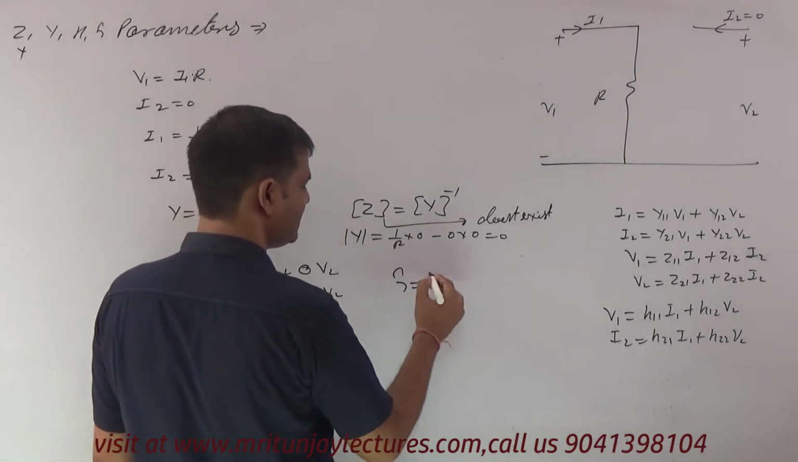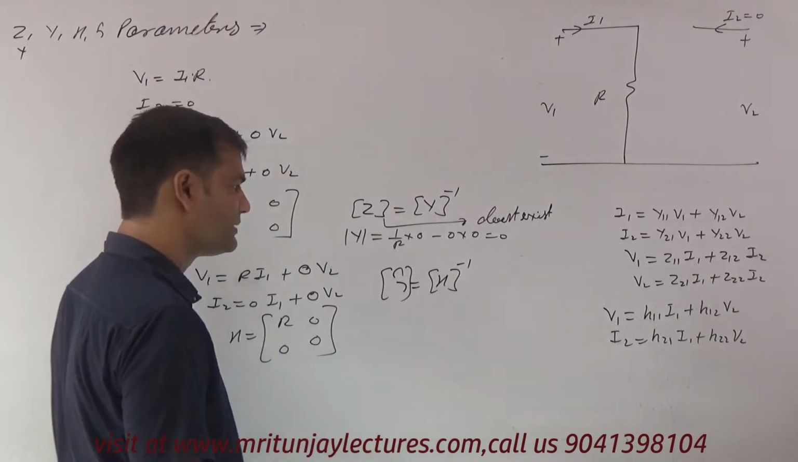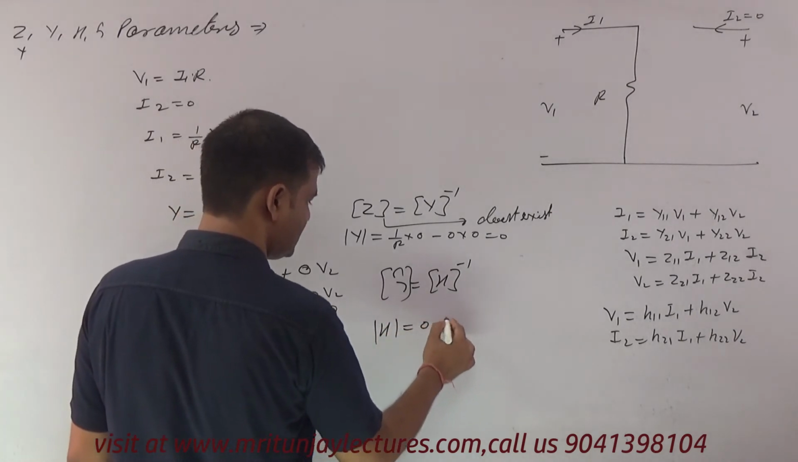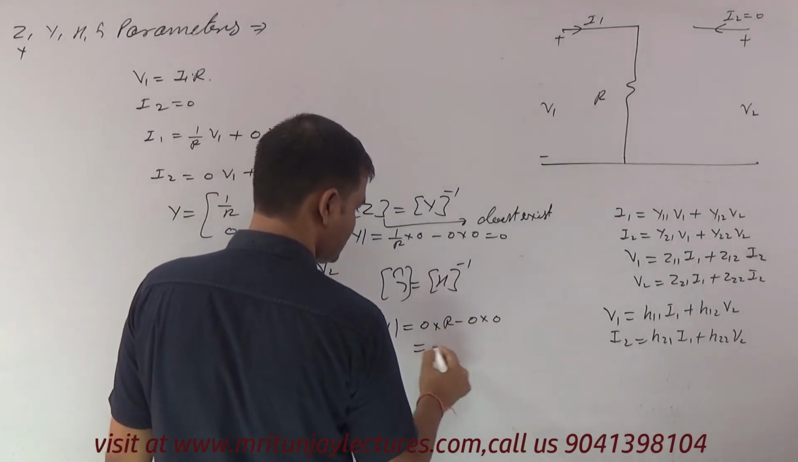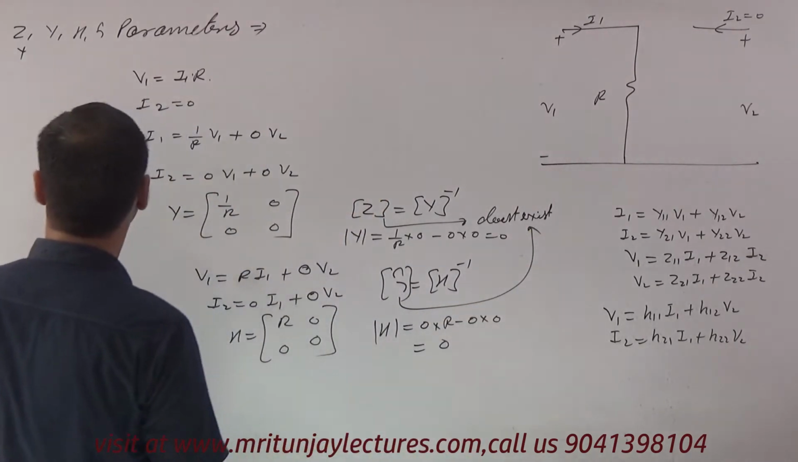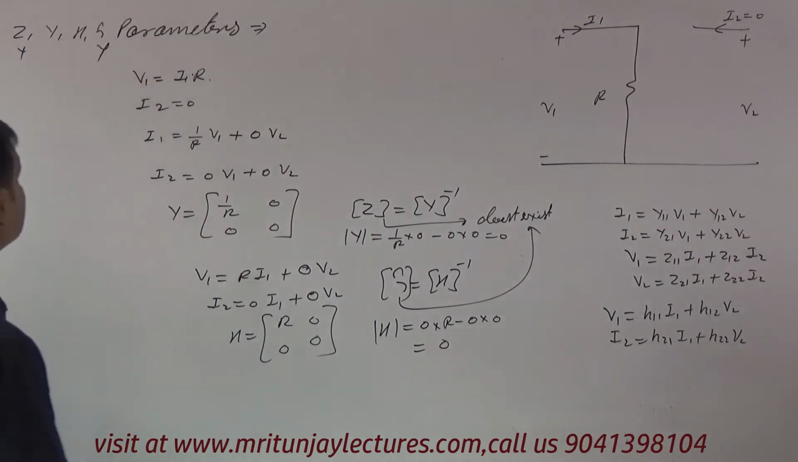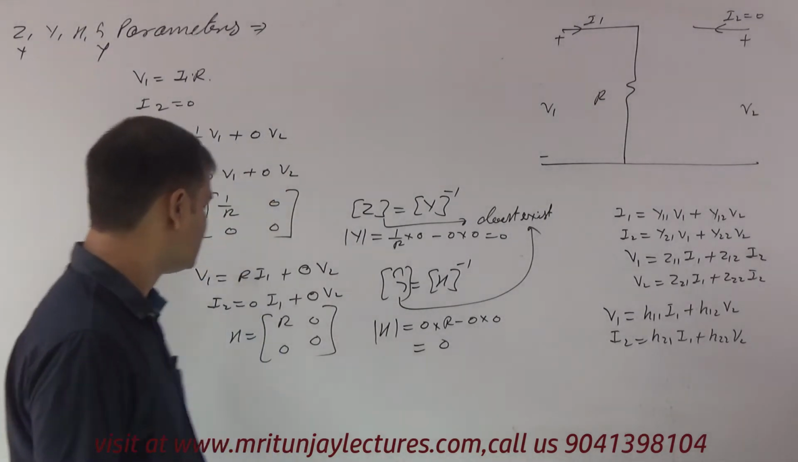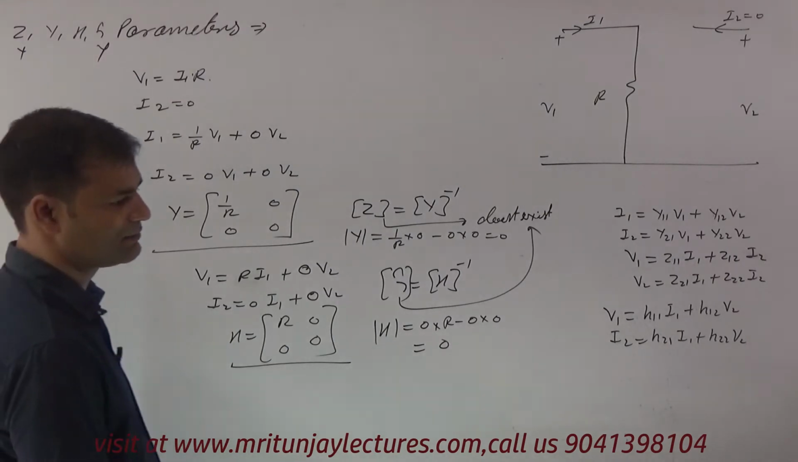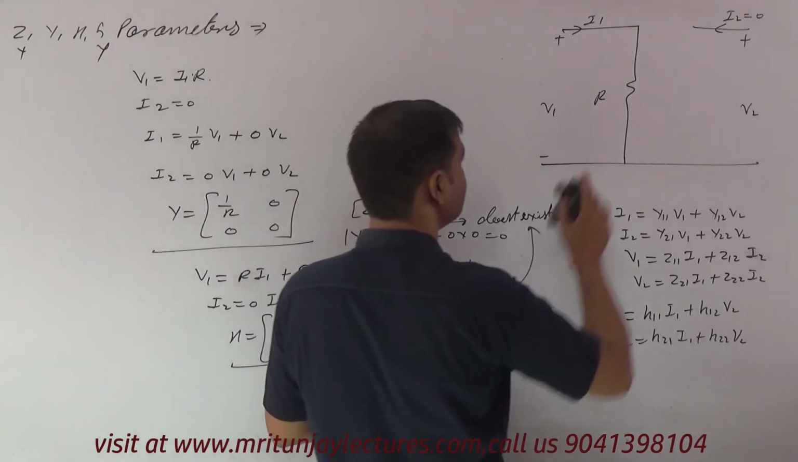What about G? G is the inverse of H. What about mod H? Mod H is R into 0 minus 0 into 0, so it is 0. So you can say that this one does not exist. So G and Z do not exist, but Y and H exist. And the values of H and Y are given like this. Okay.